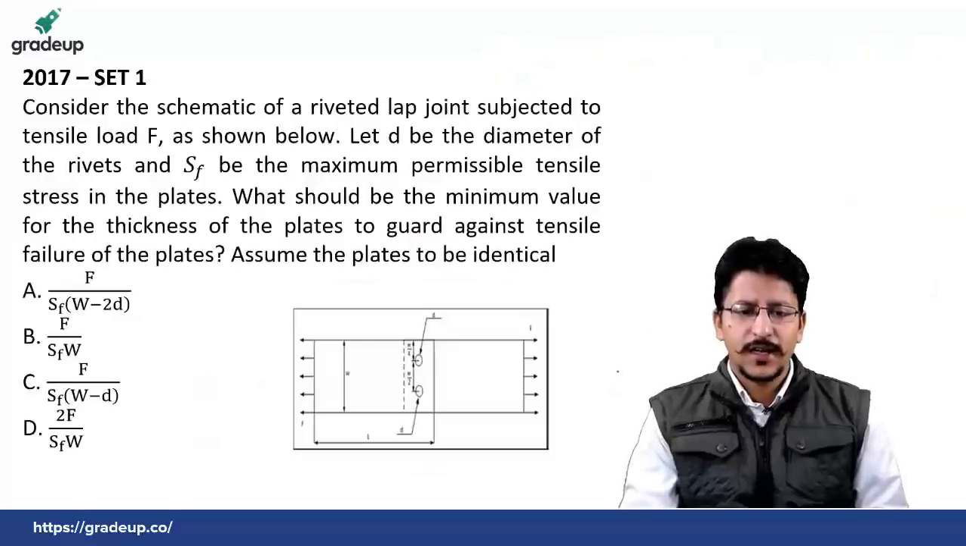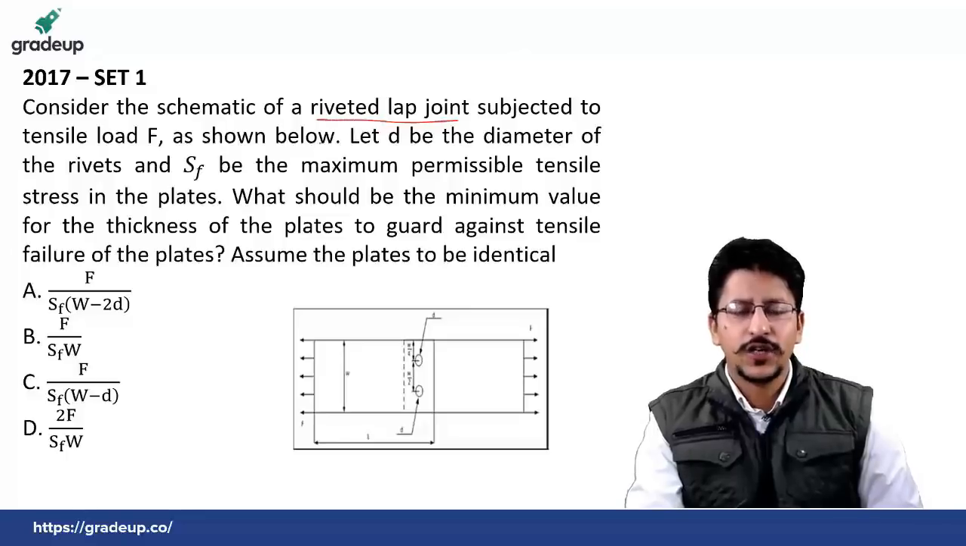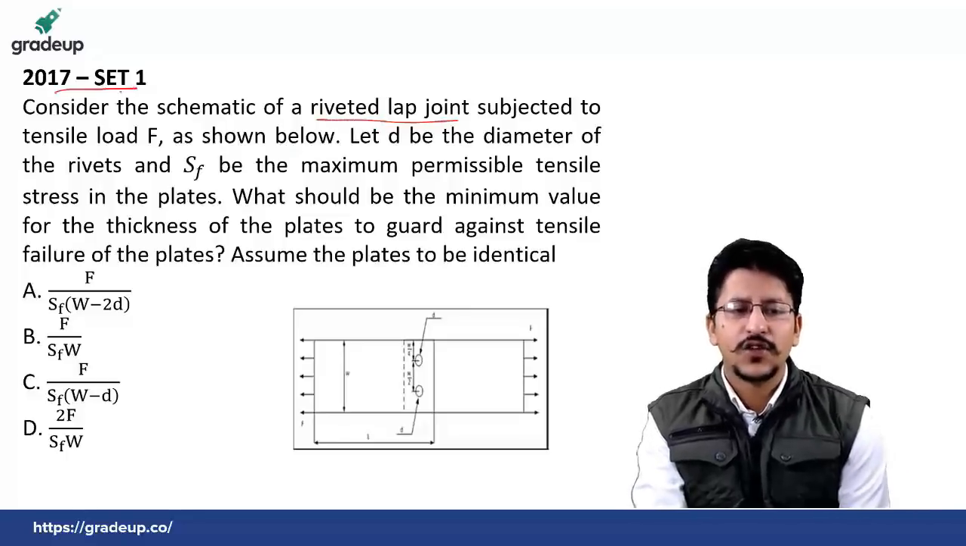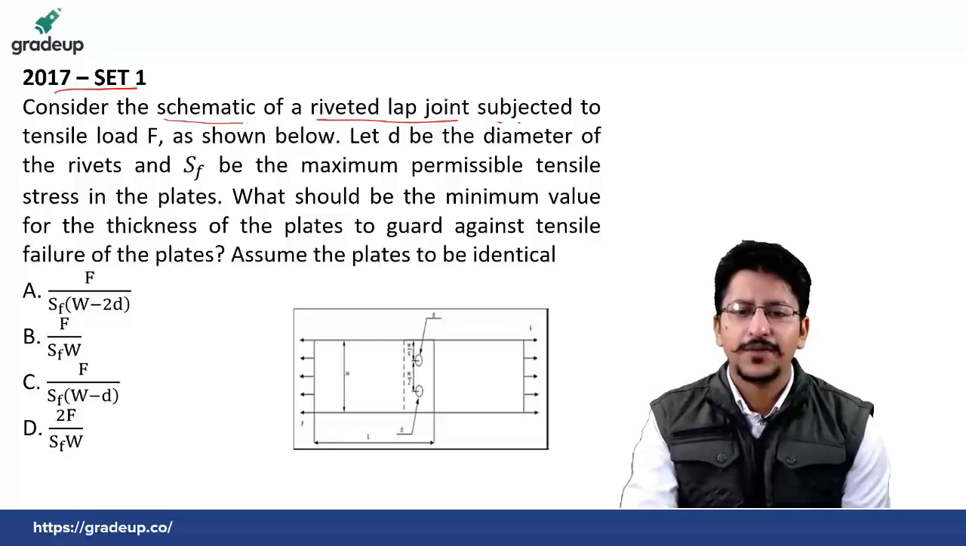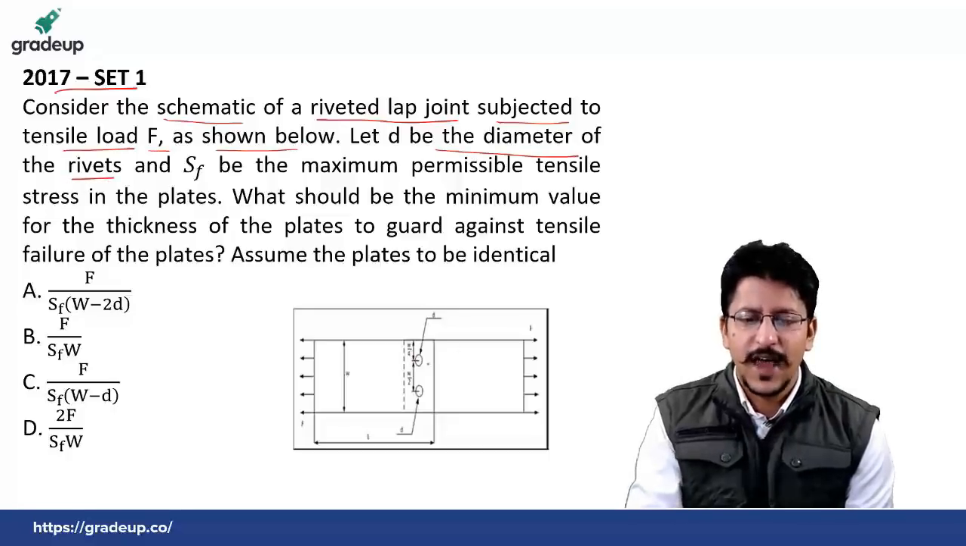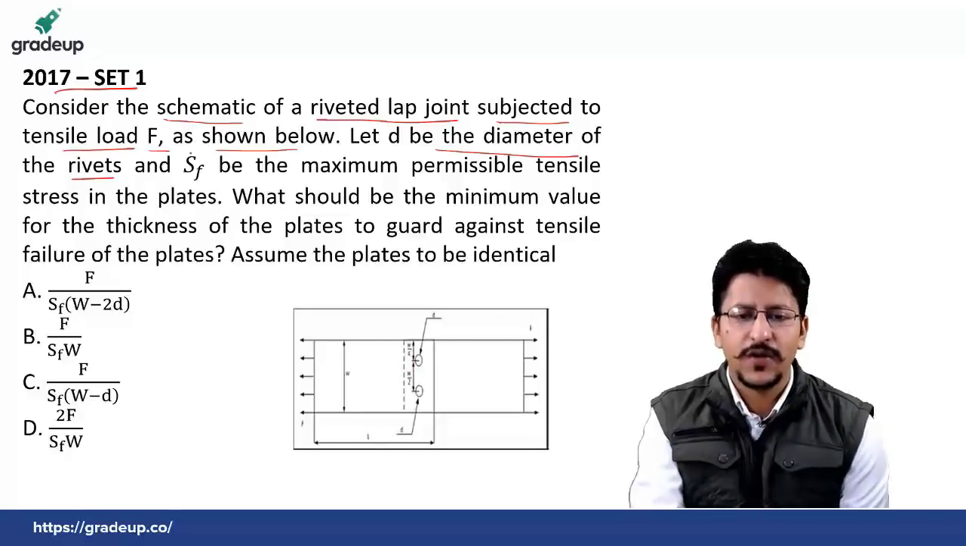Now let us see the next question. Again, it's a riveted lap joint question, asked in 2017 set 1. Consider the schematic of a riveted lap joint subjected to tensile load F as shown below. Let D be the diameter of the rivets. Though the figure may not be that clear, I will try to explain, and the terms and terminologies have been written here.